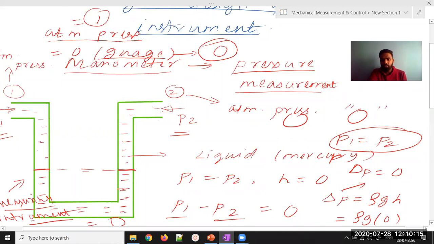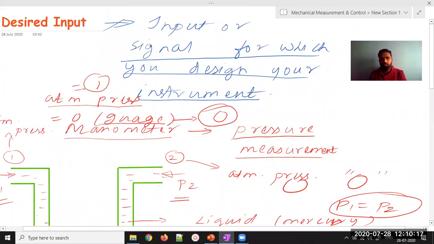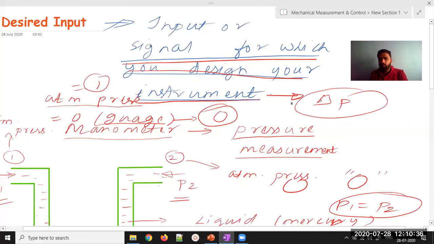Now we will go back to the definition. What was the definition of desired input? The signal for which you design your instrument is called as desired input. Okay, so now we already know, here we were asked to measure the pressure difference, and what is it actually measuring? It is only measuring pressure difference only. It is not having any other input except the pressure difference.